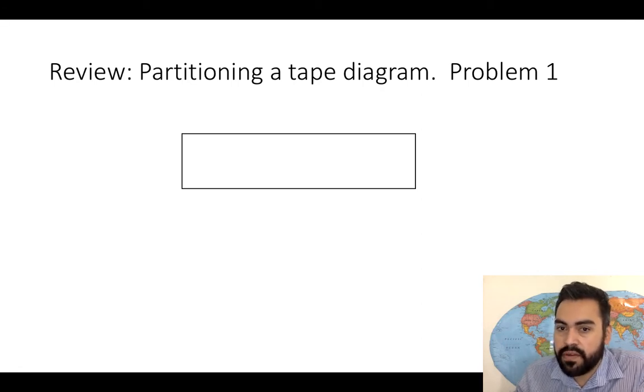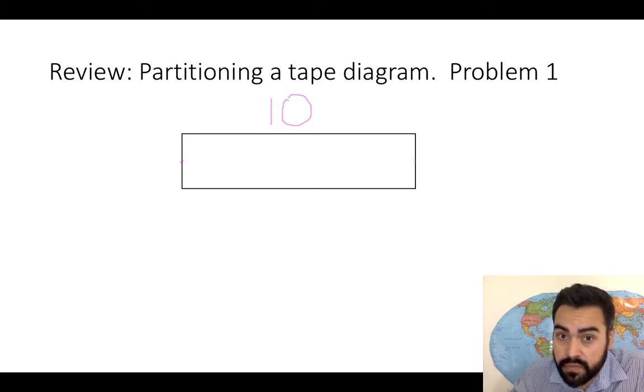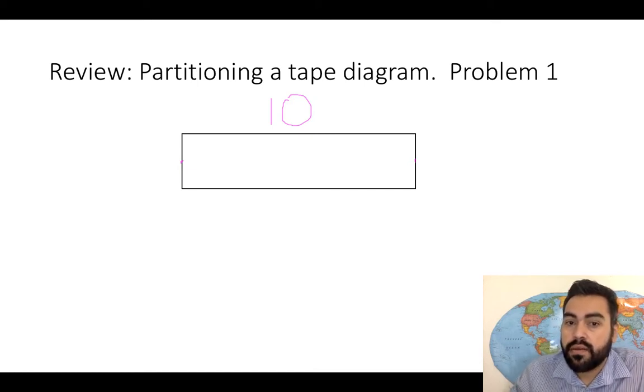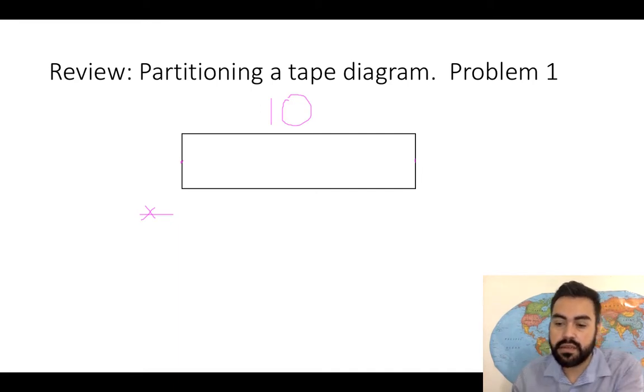We have a tape diagram. This tape diagram measures 10 units from this point to this point. To make it easy, we're going to partition this tape diagram into 2 equal parts. Show me the picture, and then show me the number sentence or the division equation. Show me the number sentence.